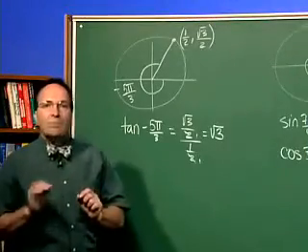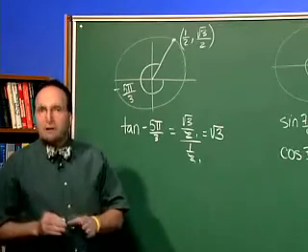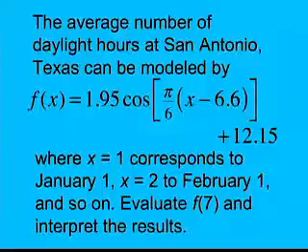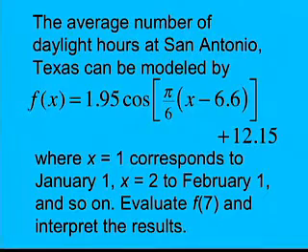All right, now let's apply the circular functions to solve application problems. Here's our first application problem. The average number of daylight hours at San Antonio, Texas, can be modeled by the equation f of x equals 1.95 cosine of the quantity pi over 6 times x minus 6.6 plus 12.15, where x equals 1 corresponds to January 1st, and where x equals 2 corresponds to February 1st, and then so on. Evaluate f of 7 and interpret the results.